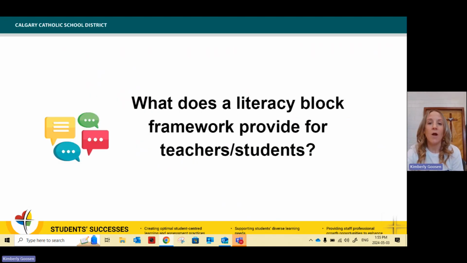The next rock we're going to talk about today is the literacy block. So I want you to think about, what does a literacy block framework provide for teachers and students? You might say it provides organization, and it might build routine with our students. It helps with our planning as teachers.